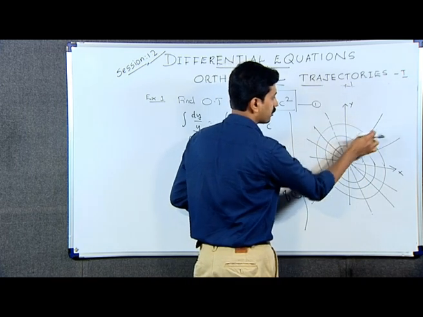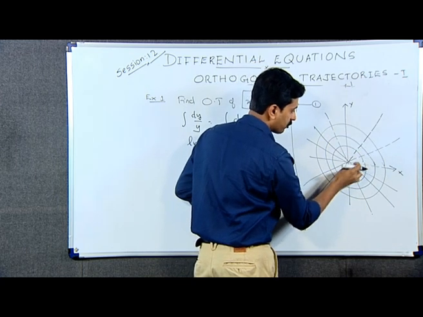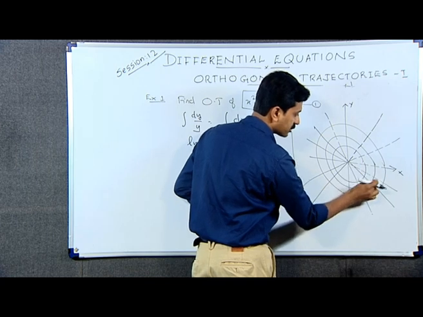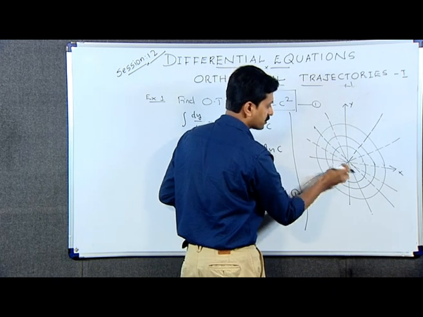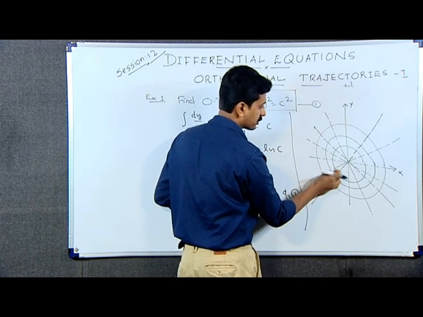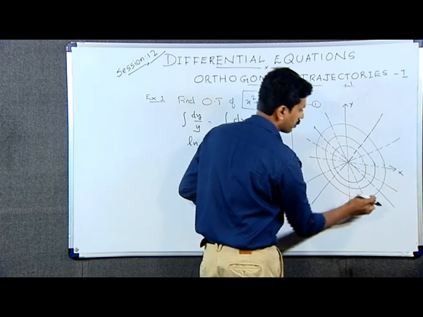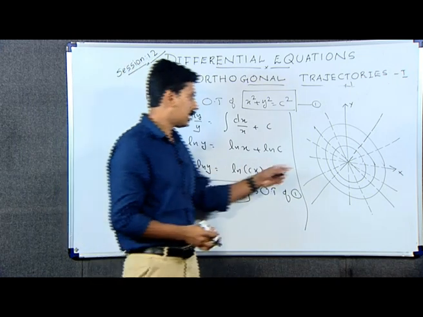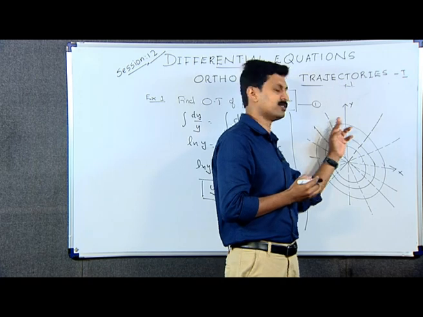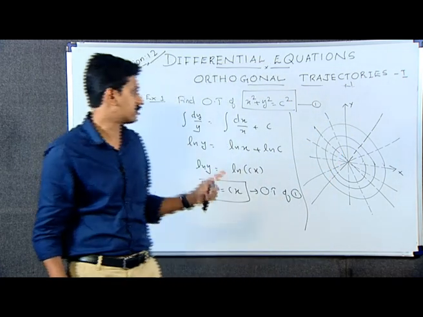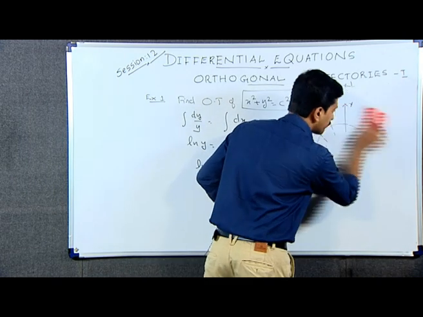We can have an infinite number of families of curves, and these are the orthogonal trajectories. Even your x axis and y axis are also orthogonal trajectories of the family of circles. These dashed lines are the orthogonal trajectories of the given family of circles. So, we can say that all the straight lines passing through origin are the orthogonal trajectories of equation number 1. So, I will move to the next example.